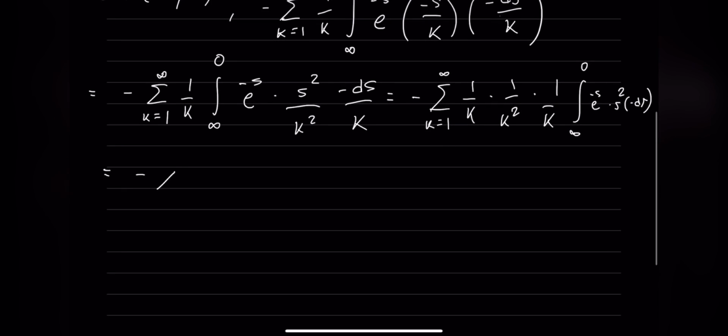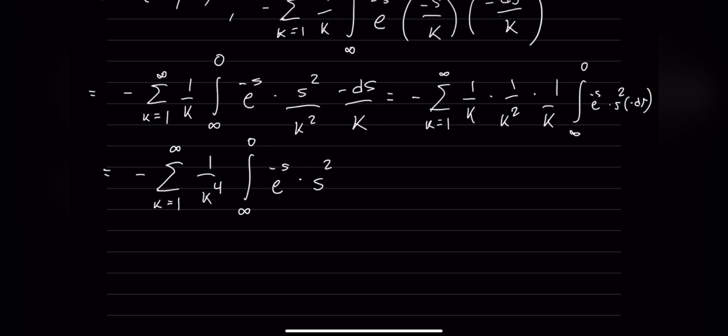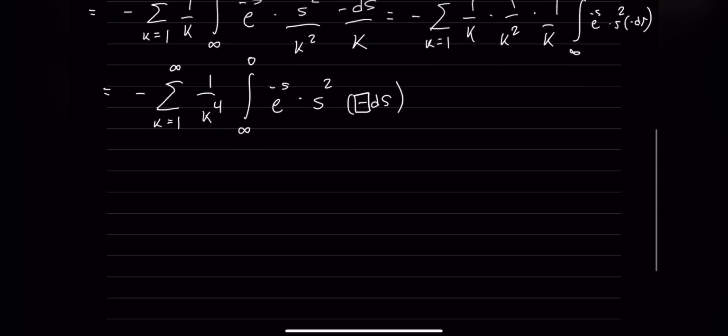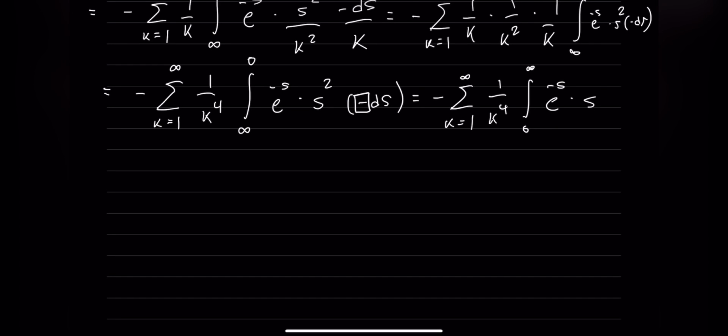So that simplifies to minus the sum from 1 to infinity of 1 over k to the 4th, the integral from infinity to 0 of e to the minus s times s squared. We have a minus ds. We could use this minus sign to flip the bounds. So we have minus the sum from 1 to infinity 1 over k to the 4th, and then we'll just have the integral from 0 to infinity of e to the minus s times s squared ds.